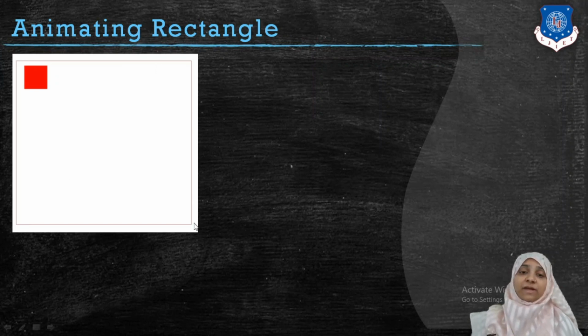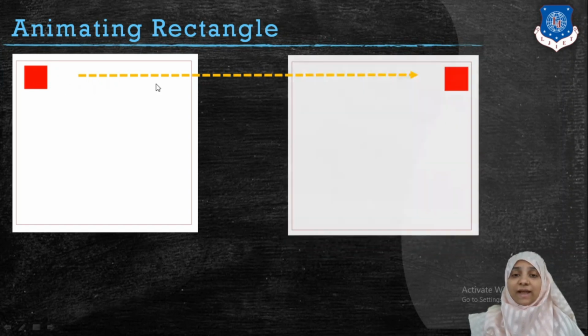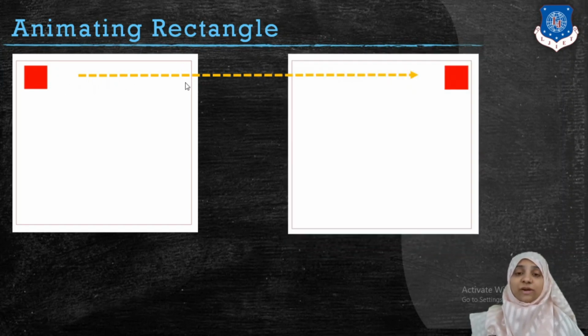Say for example, in this canvas, this red square is the object I would like to animate, and I want to move this object across this horizontal line towards the right-hand side of the canvas. So when I open my page, this square will be at the top left corner, and after performing an animation it will be moved towards the top right corner.